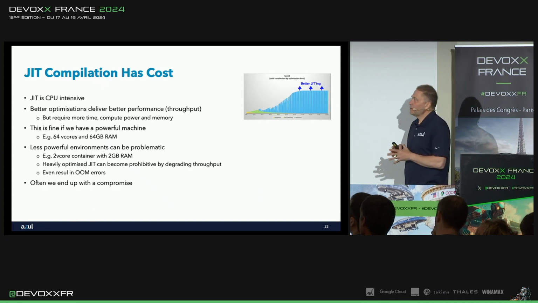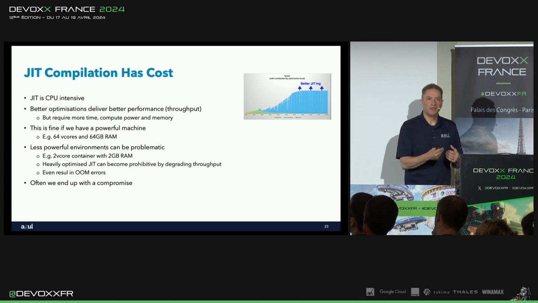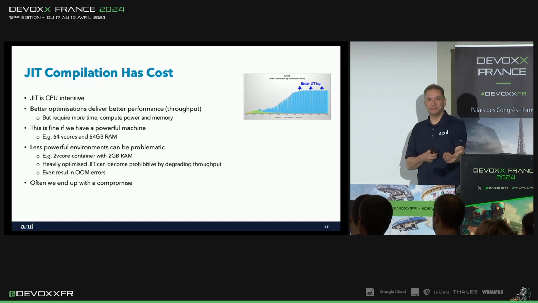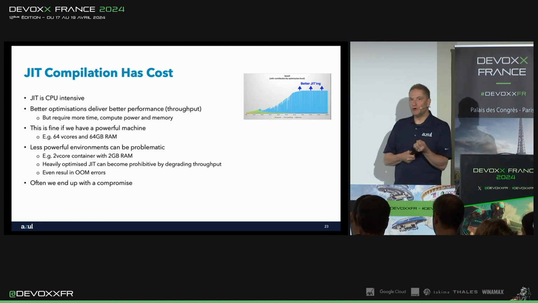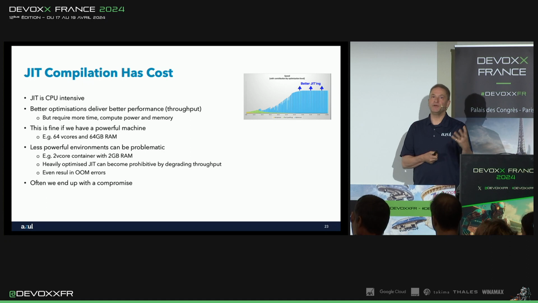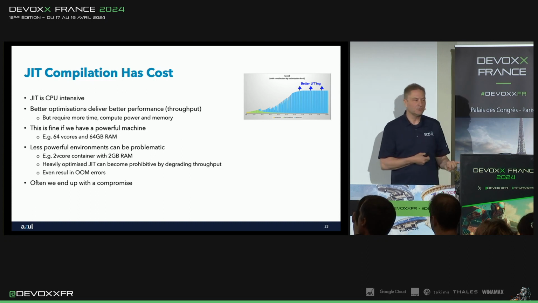Now, the other thing that we have to understand is that JIT compilation has a cost. The fact that you have to run the processor to do that compilation means there's a cost associated with it. The more you try and optimize code, the more cost is associated with that, because it means you have to use more processing power to find those optimizations and calculate the way to make them work.